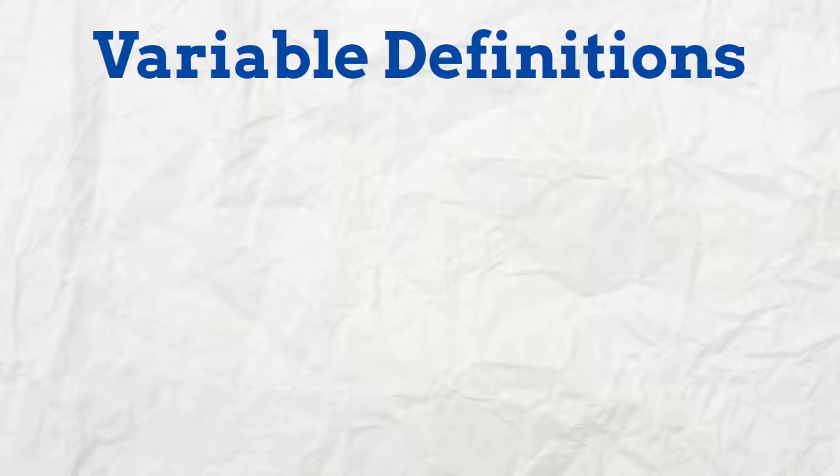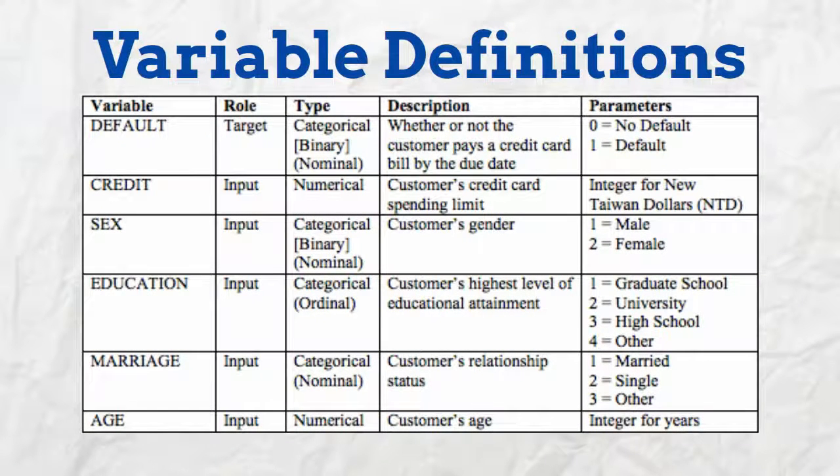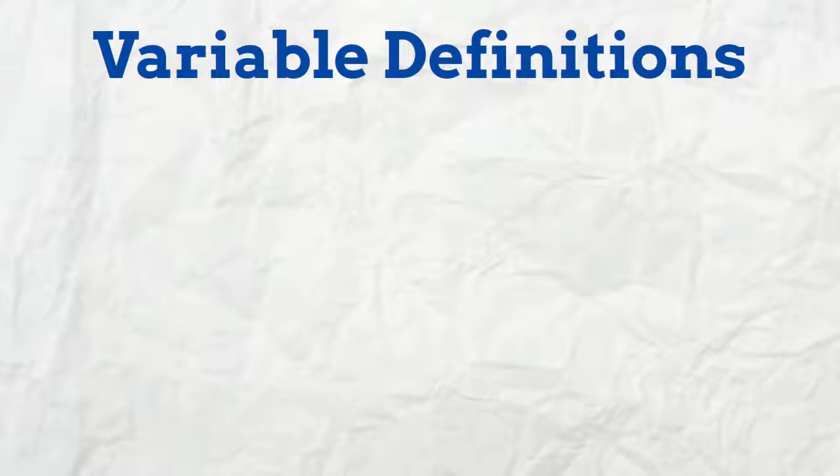Here's a table for variable definitions. It lists the name of the variable's role, the type, the description, and the parameters. I already went over default. Credit represents the customer's credit card spending limit. That's an integer for New Taiwan dollars. Sex is the customer's gender, where 1 is male, 2 is female.